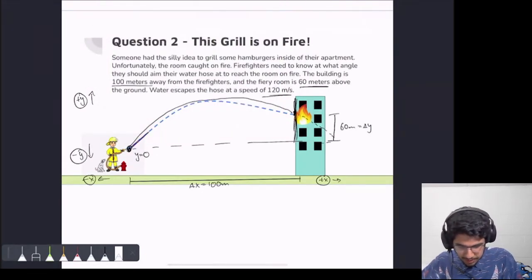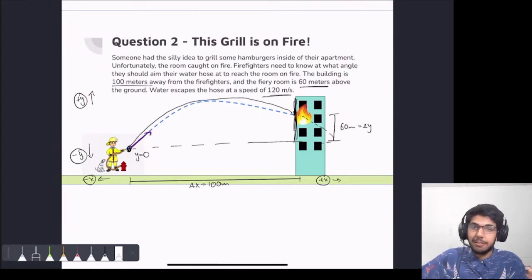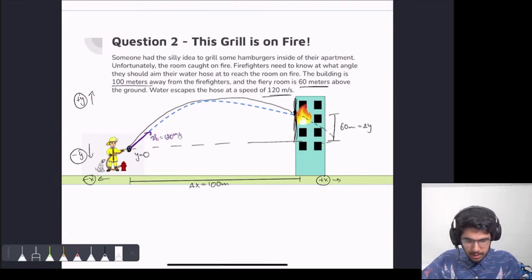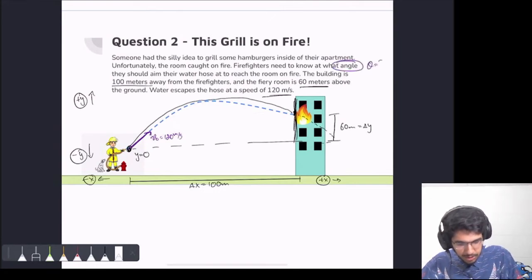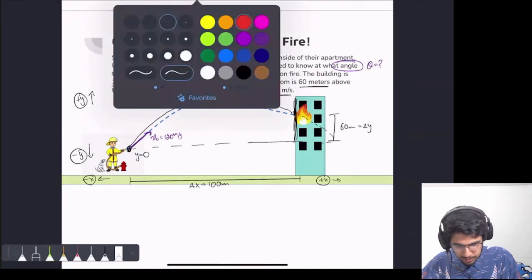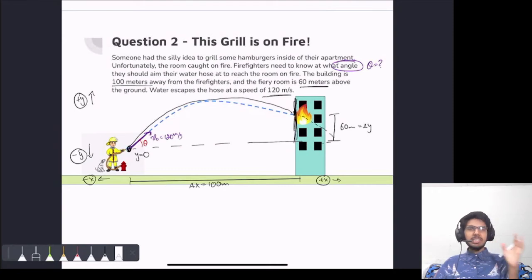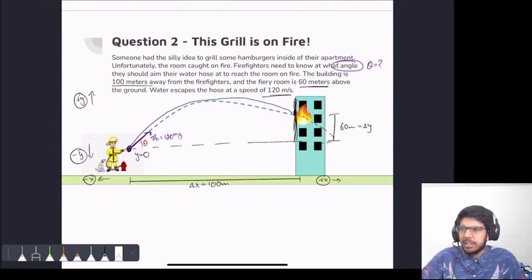So we have this velocity vector which follows the dotted line, or rather the dotted line follows the vector. And this is some v naught equal to 120 meters per second. And they want to know at what angle, so theta equals question mark. This theta, what is that? So it's a similar question, right? Something flying through the air. Now we're just solving for a different variable, so it should follow a similar strategy.